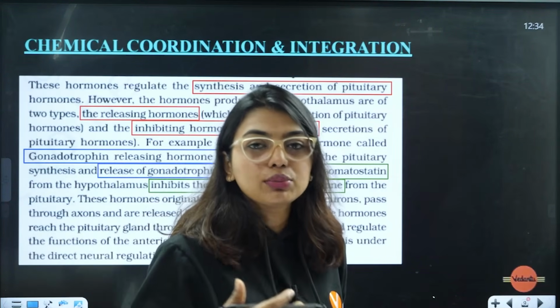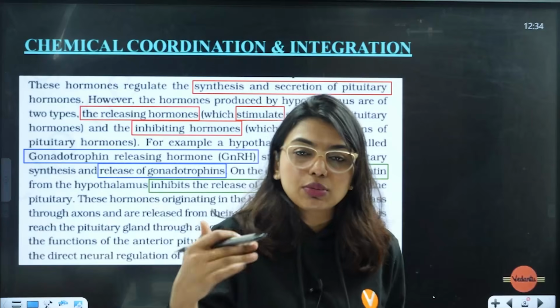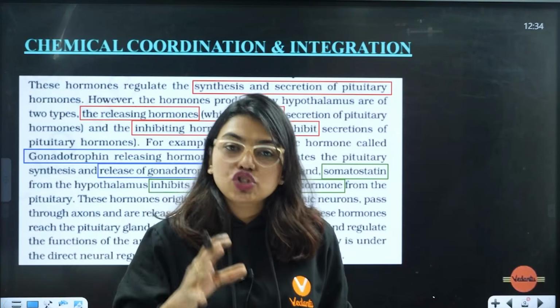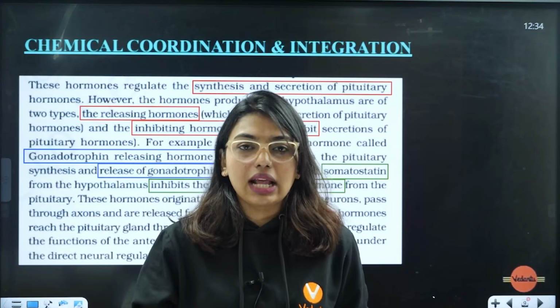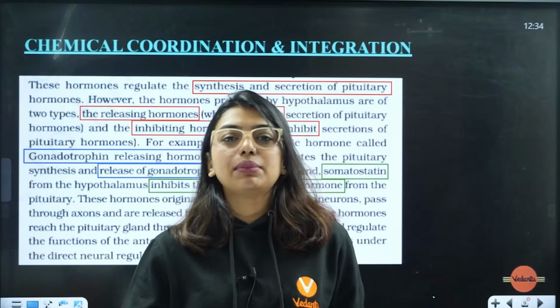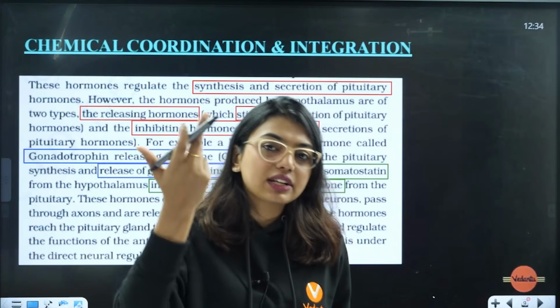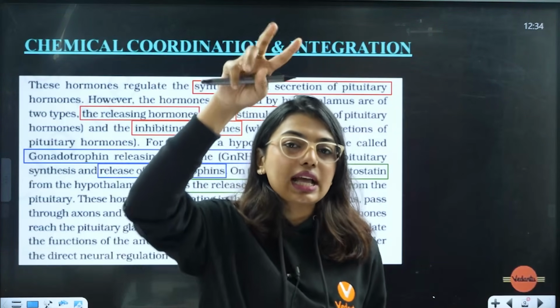We are releasing a hormone, or we are telling it to stimulate. But if it does not stop, then an increase will happen. So to maintain the balance, neurosecretory cells can do two functions, releasing as well as inhibiting.